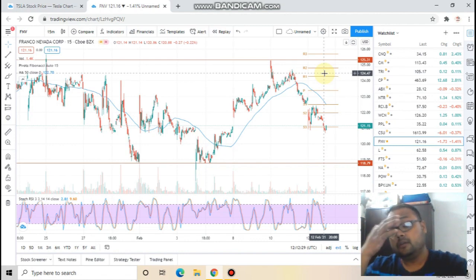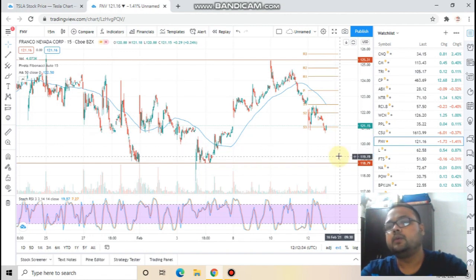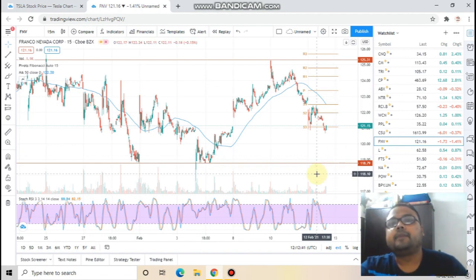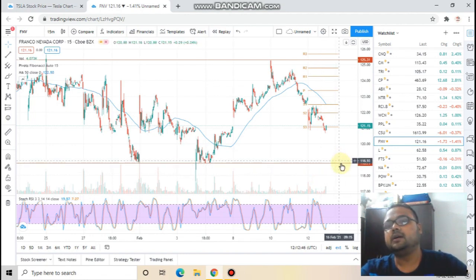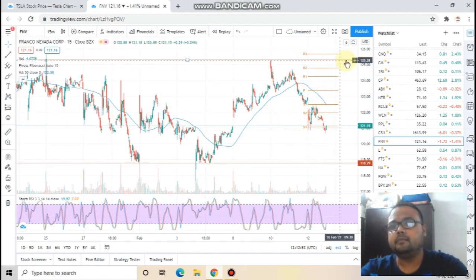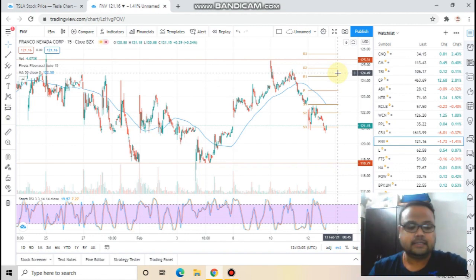So, if you're looking for a position in Franco Nevada, I'll say that if it goes down to this support level, or 118.79, then it's a buy with confirmation. It should give a price rejection from below. And if it crosses this particular support zone, then you can also short the market. And if it goes up, you can short the market if it shows some price rejection from below and reverses from there. That's it.